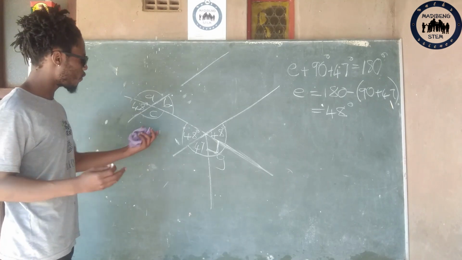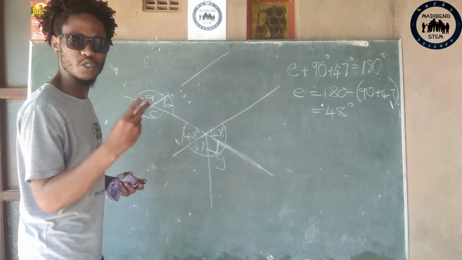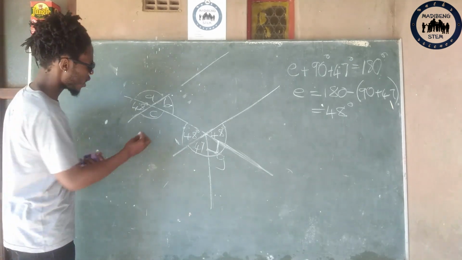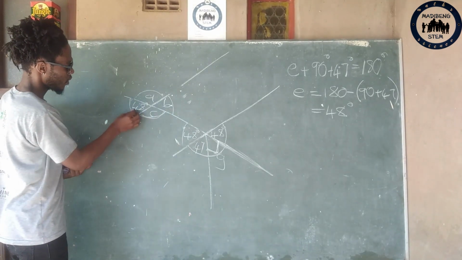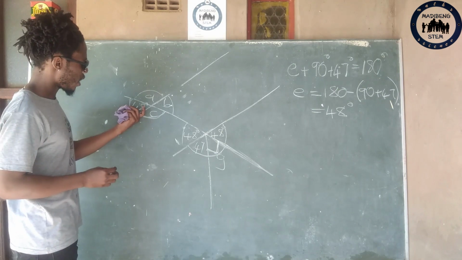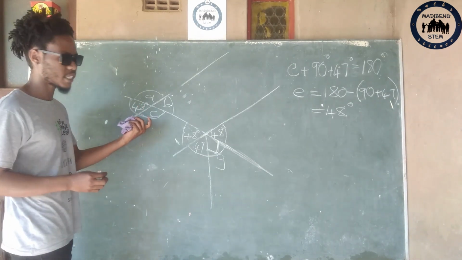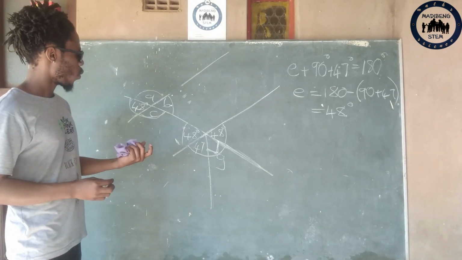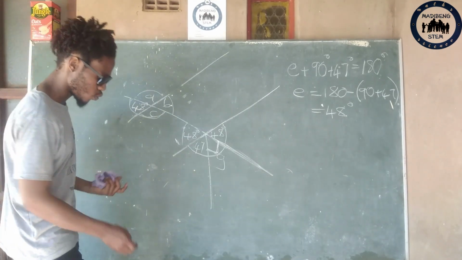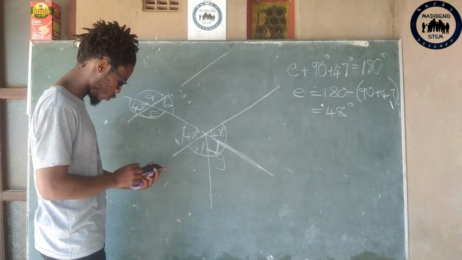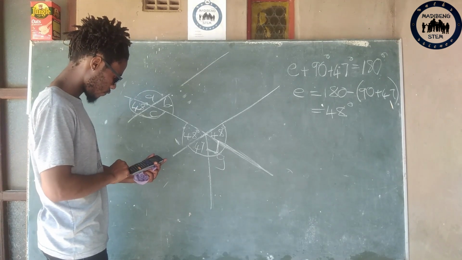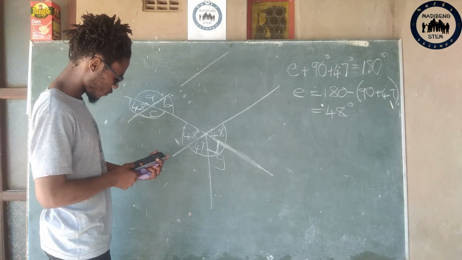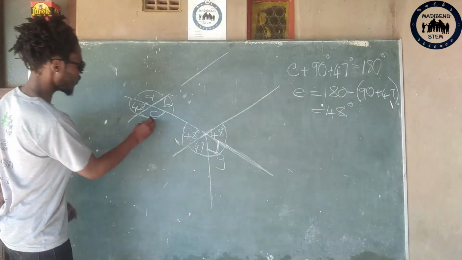We can look for C using two methods. We can use the sum of the angles on a straight line and subtract 48 from 180 degrees, and it gives you 132. Yes, C gives you 132.